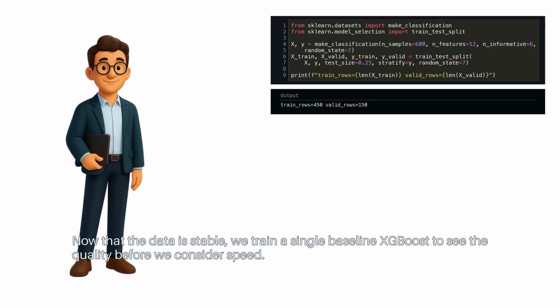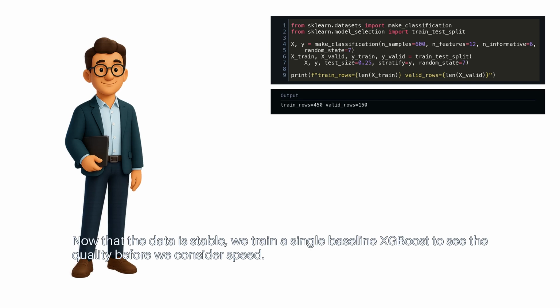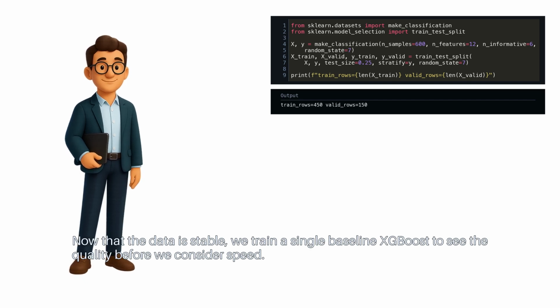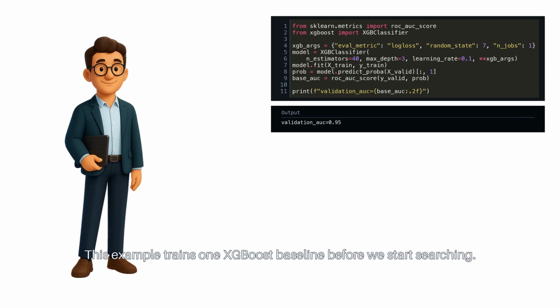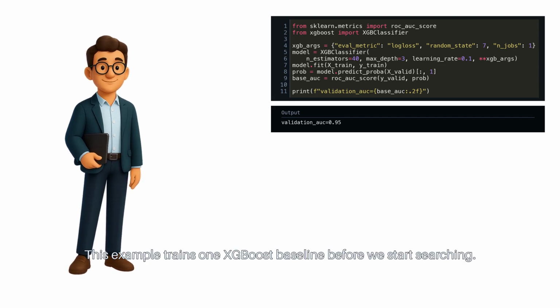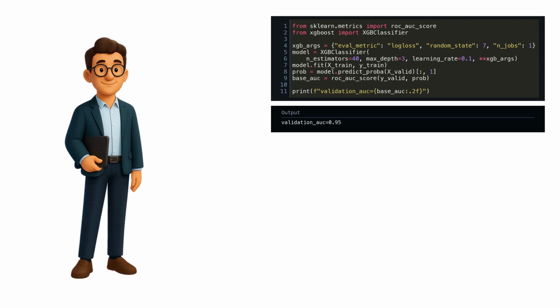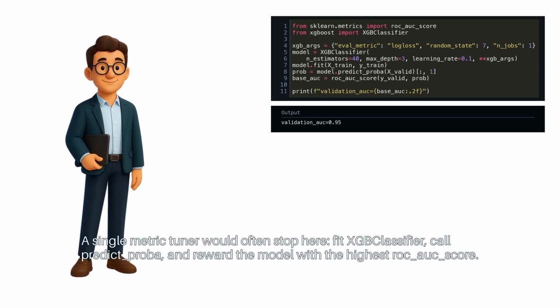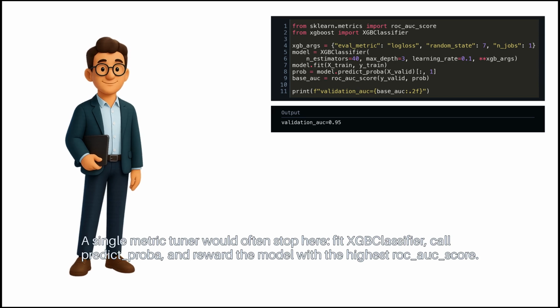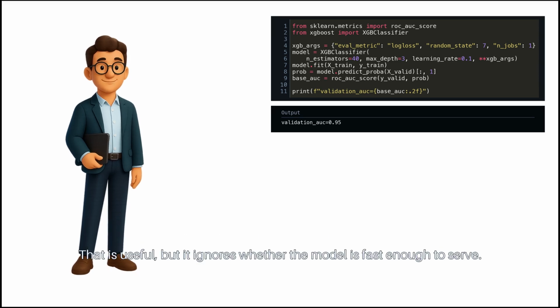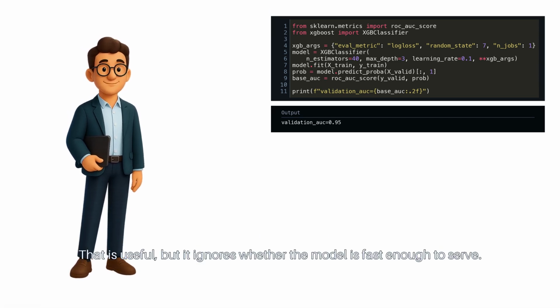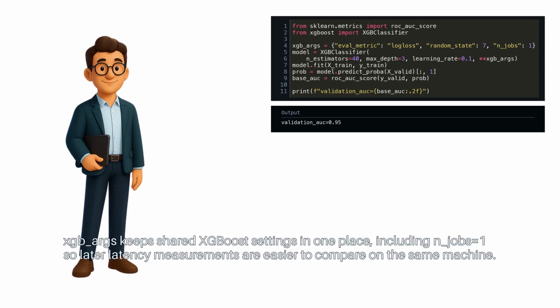Now that the data is stable, we train a single baseline XGBoost to see the quality before we consider speed. This example trains one XGBoost baseline before we start searching. A single metric tuner would often stop here. Fit XGBClassifier, call predict_proba, and reward the model with the highest ROC-AUC score. That is useful, but it ignores whether the model is fast enough to serve.